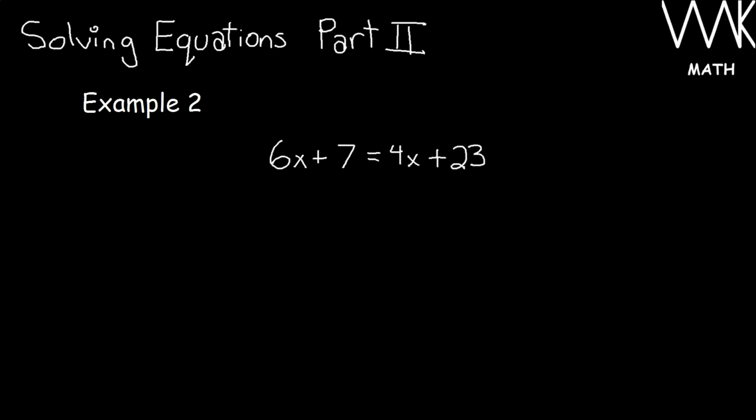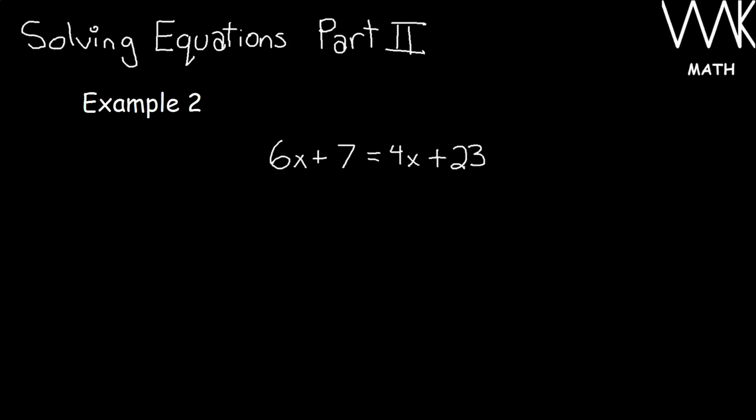In this second example, we have 6x plus 7 equals 4x plus 23. The first thing we should do is to locate where our variables are. In this example, there is a variable term on the left side and also on the right side. We also see that there is a number term on both the left and the right side of the equation. Whenever you see this case, the strategy is to move all the variables to one side of the equation and all the number terms to the other side of the equation.